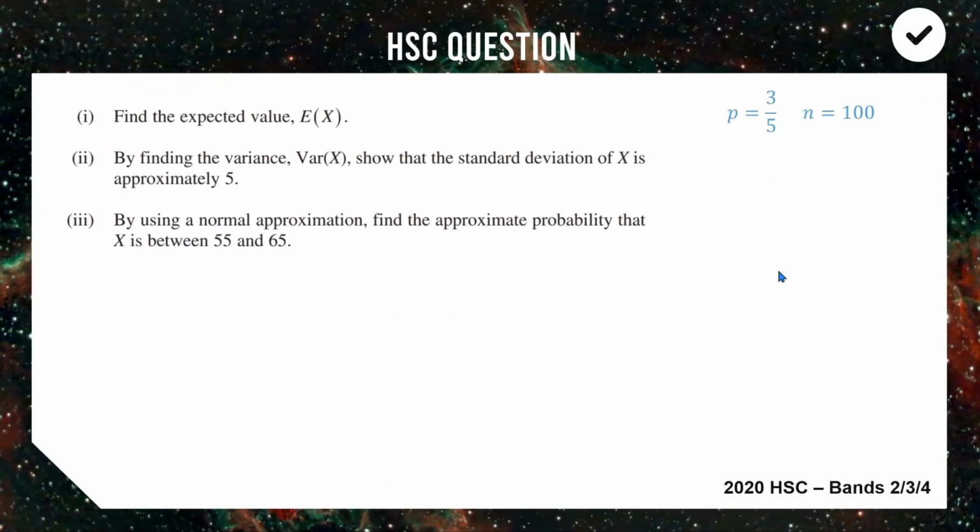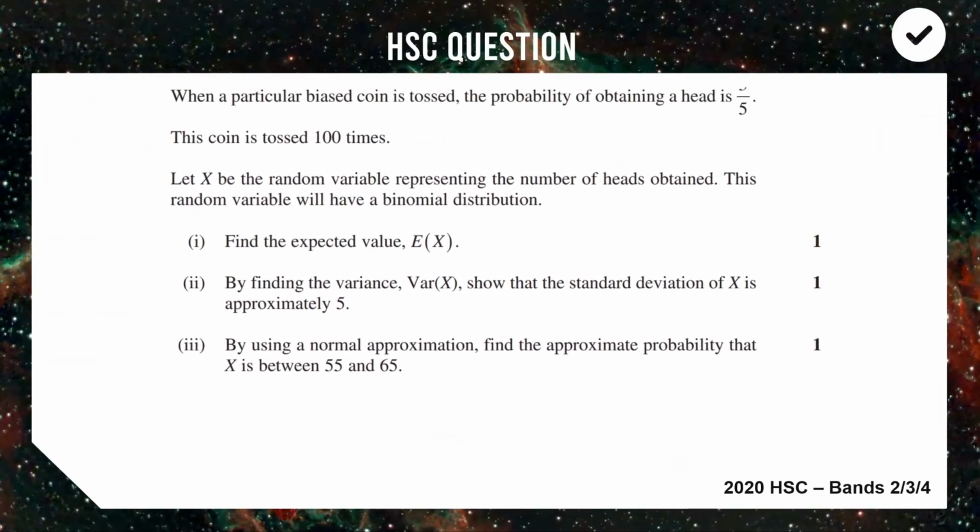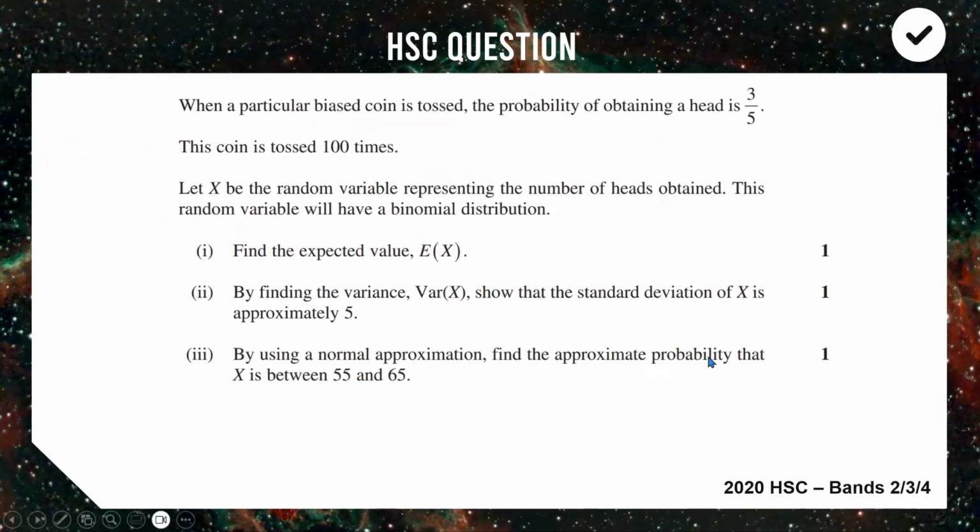This is an HSC question. Whoa, slow down. This is an HSC question from 2020. It's covering bands 2 to 4, but all pretty simple concepts once you are aware of how to approximate these with z-scores. We've got a bias coin. Again, more bias coins everywhere. We have a probability of heads of 3/5, which was the same as last time. Anyway, no, it's not. That was 40%. This is 60%. Ignore me. The coin is tossed 100 times, so we are doing an n of 100. X is the random variable of number of heads obtained, and this will have a binomial distribution. And we're going to approximate this as a normal distribution later on.